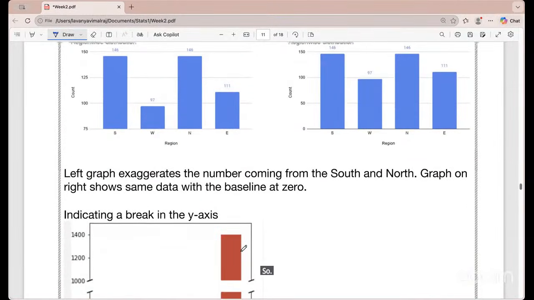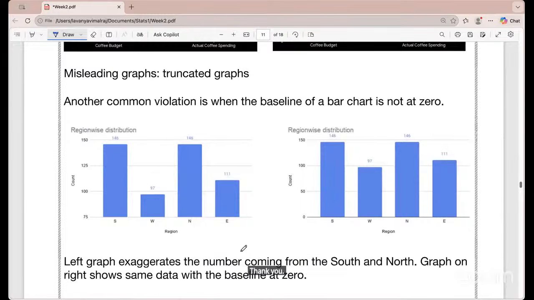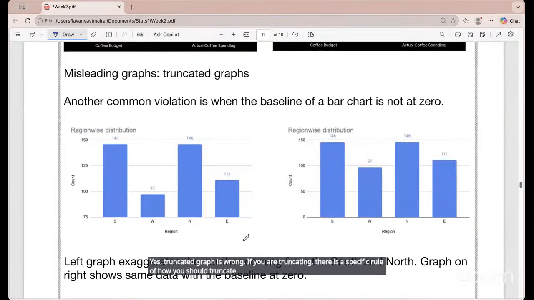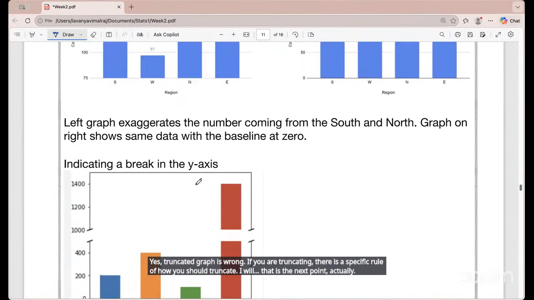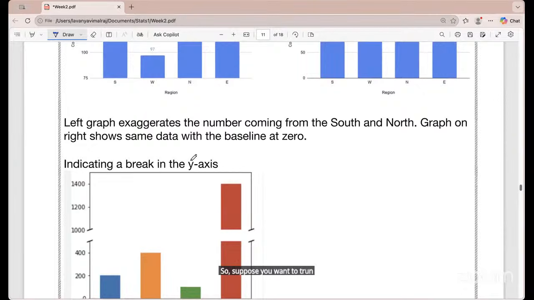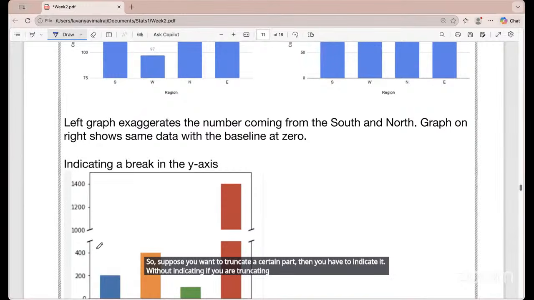Ma'am, is a truncated graph wrong or what? Yes, a truncated graph is wrong. If you are truncating, there is a specific rule of how you should truncate. That is the next point actually. Suppose you want to truncate a certain part, then you have to indicate it. Without indicating, if you are truncating, it is incorrect.